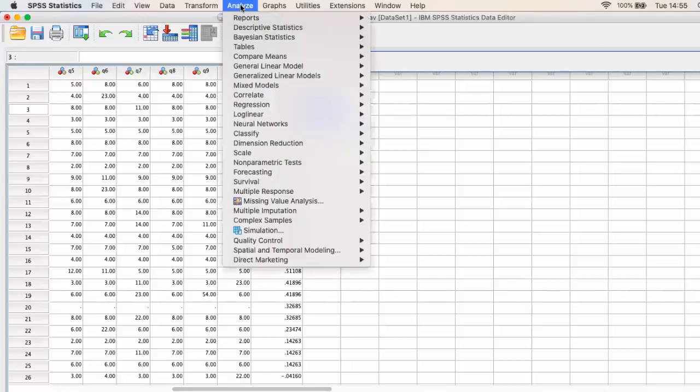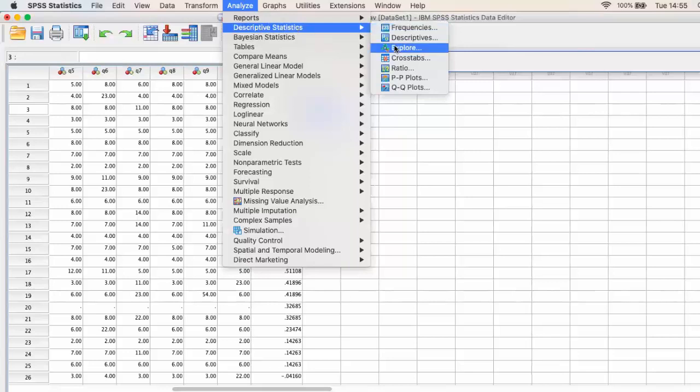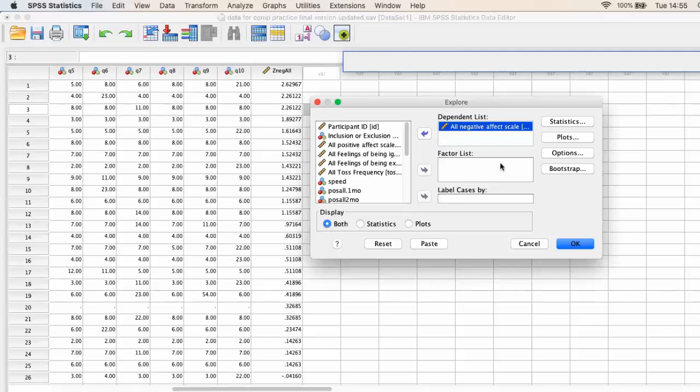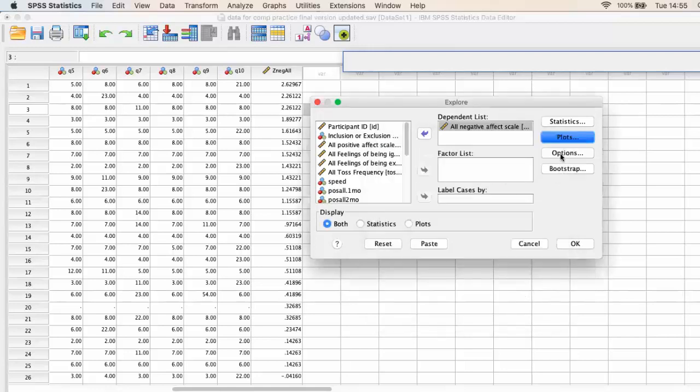You go to Analyze, Descriptives, and click Explore. Let's say we did the same thing, all negative affect in the dependent list. For display, make sure it says both. Go to plots, and make sure normality plots with tests is checked off. You can check off histogram if you want to, so you can talk about all this. And that's it. Go to OK.